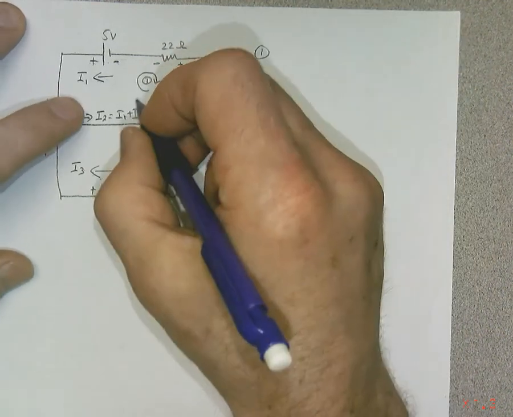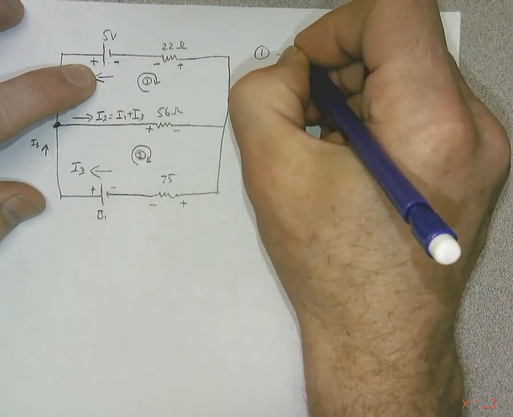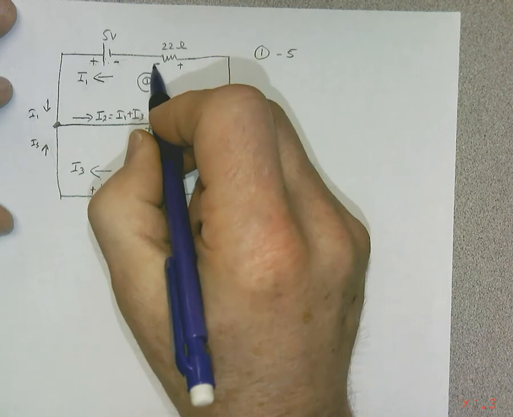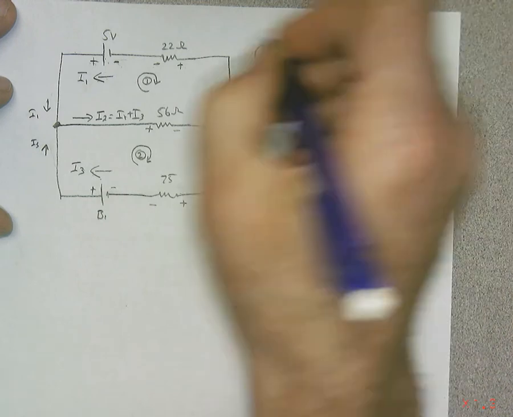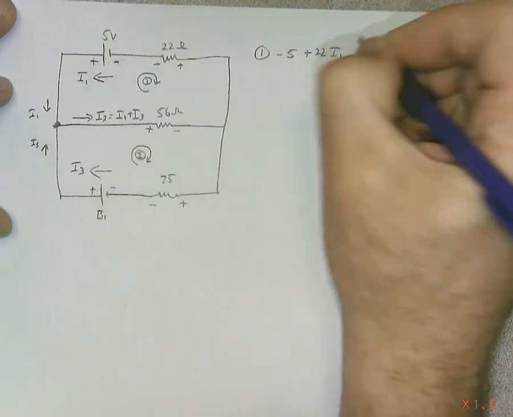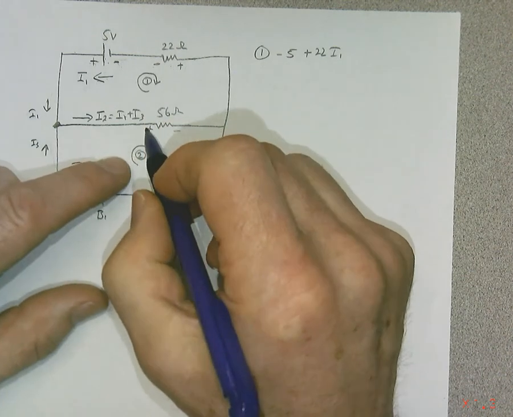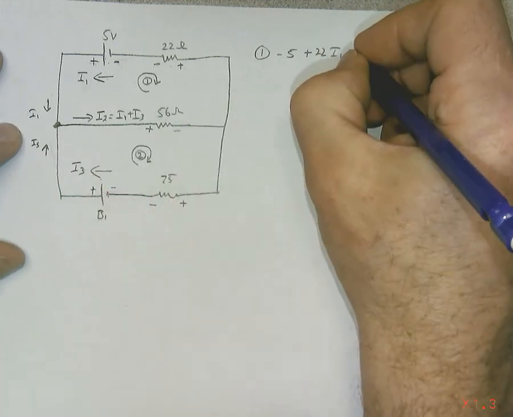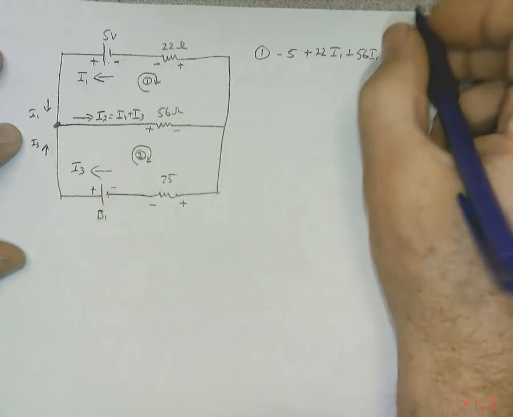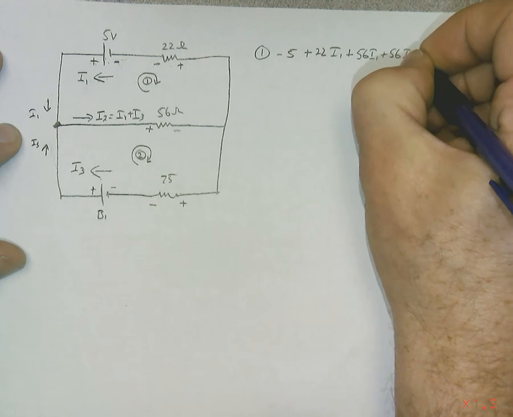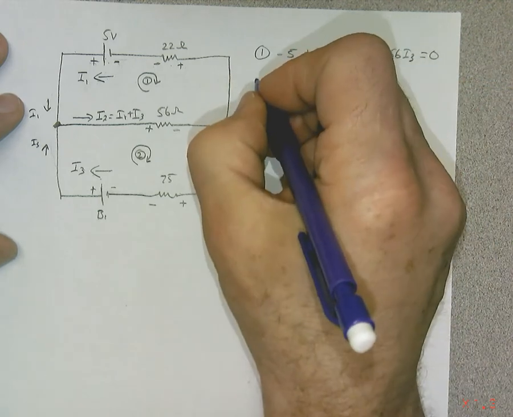So loop number one. I'm starting here. I'm going to hit the battery, and it's a drop of 5. So I say minus 5. And then we have a rise across this resistor. So it's going to be plus 22, and the current is I1. And that's the voltage across this one, or the voltage drop. We continue on here, and we have a rise, because we're going against the current, of 56I1. And we also have a rise of 56I3. Both of those are in there. So that is equal to 0. So there's our first equation.